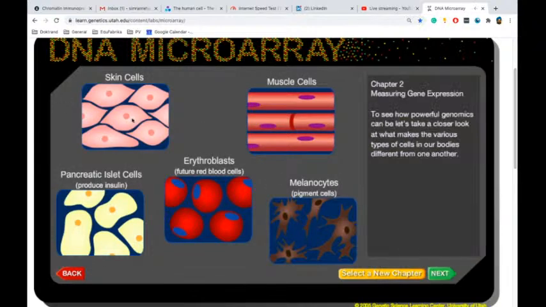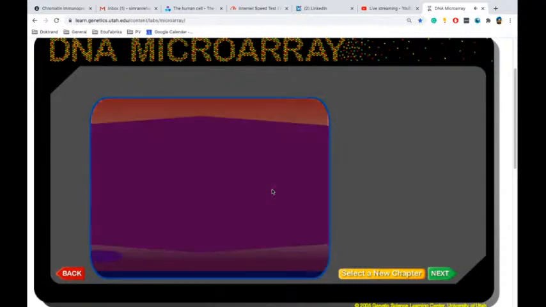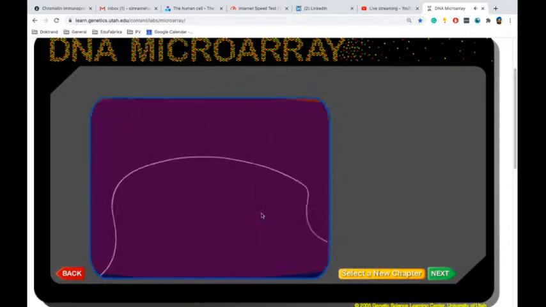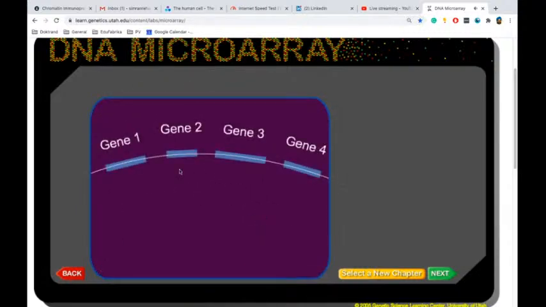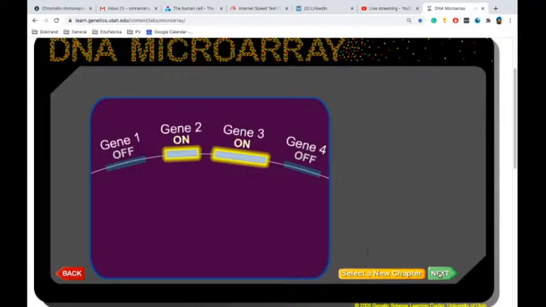You can study skin cells, muscle cells, pancreatic cells, erythroblasts, and melanocytes to see how powerful genomics can be. Let's take a closer look at different cell types compared with one another. In muscle cells, the nucleus has strands of DNA with genes 1, 2, 3, 4. Genes 2 and 3 are on, and the rest are off.